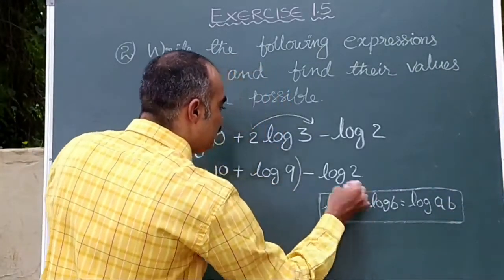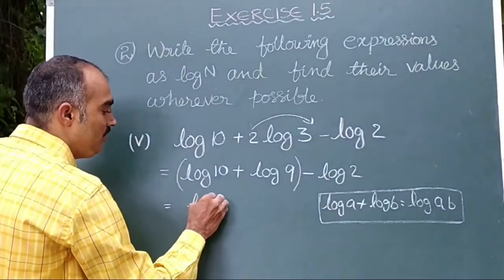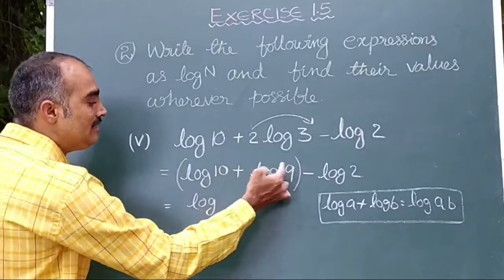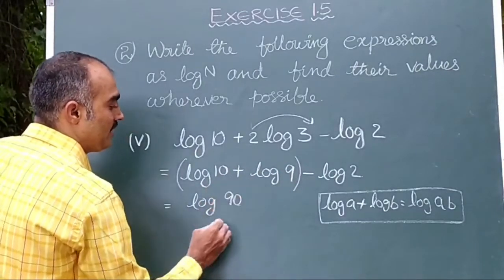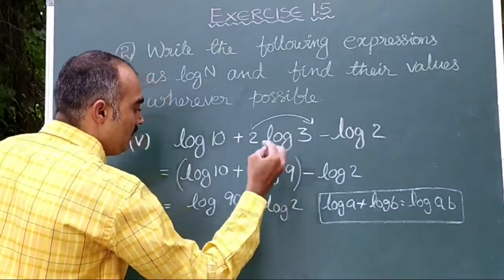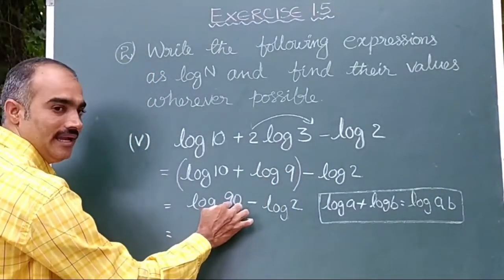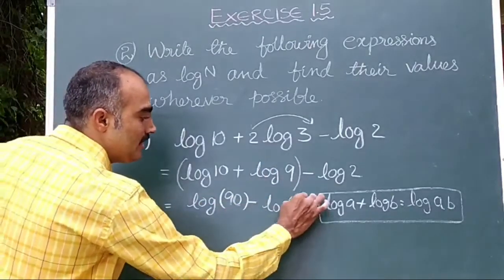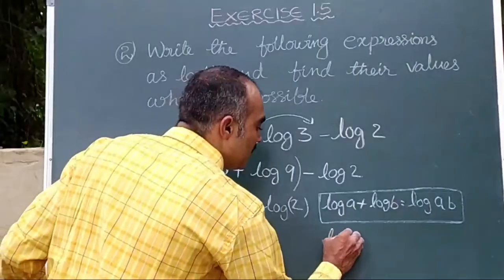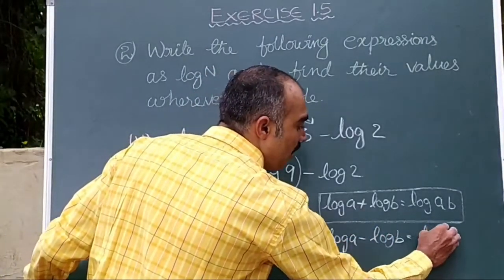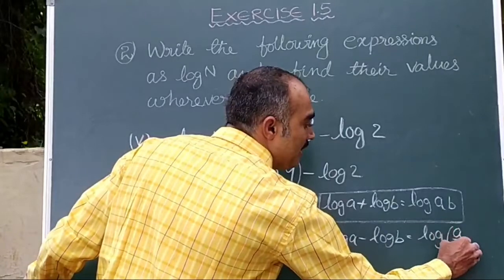So, let us apply that formula here. It is log A into B. So, 10 into 9. 10 into 9 is 90, right, minus this log 2. Now, again you observe here, children, log A minus log B. We have a formula for that also. Log A minus log B can be written as log A by B, right.